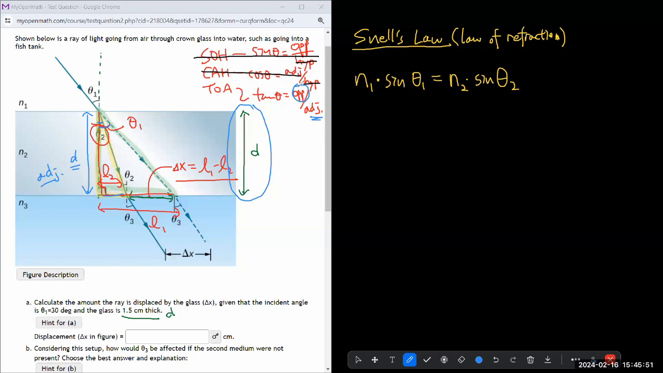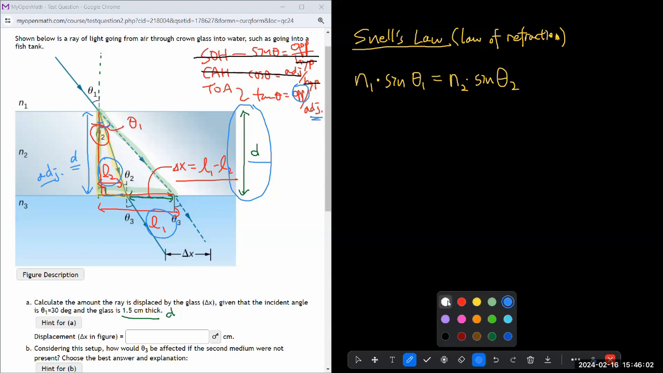Noticing these details, now I'm in a place where I can write down some equations that relate my unknown quantities with the known quantities. So let me sketch that over here. I can write down an expression for L1.